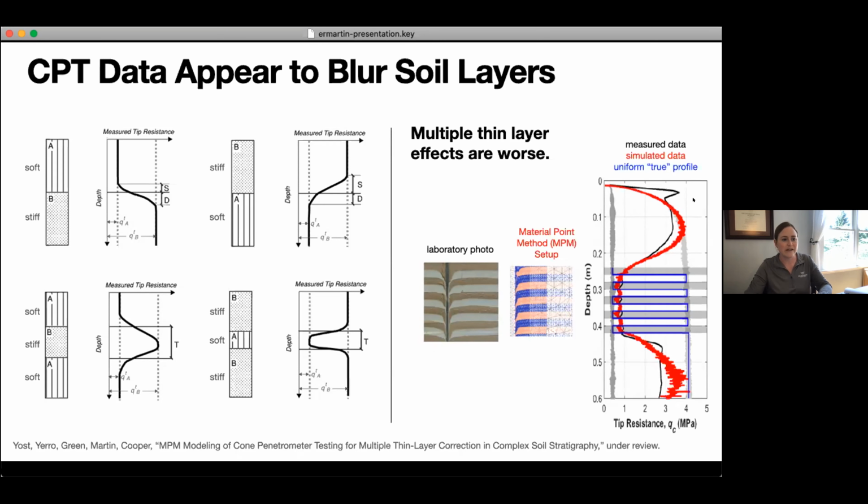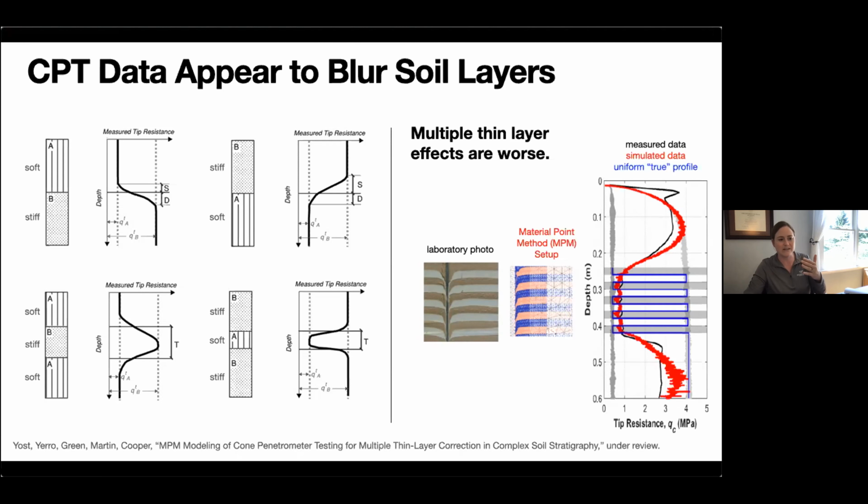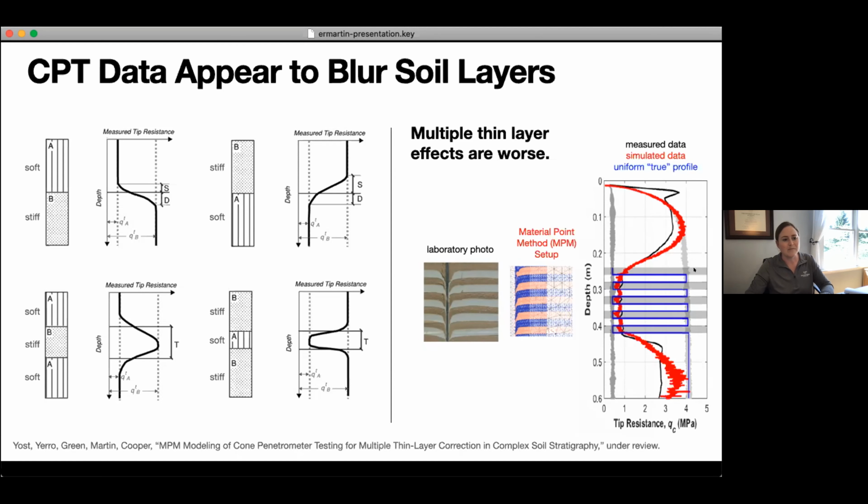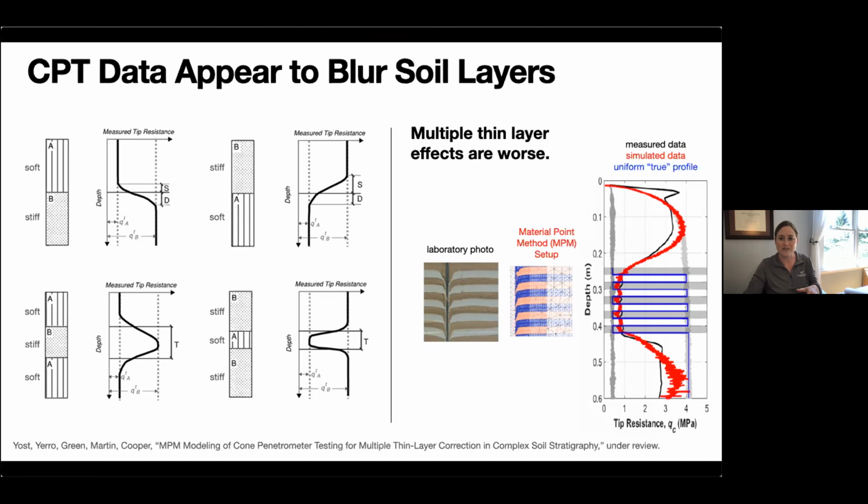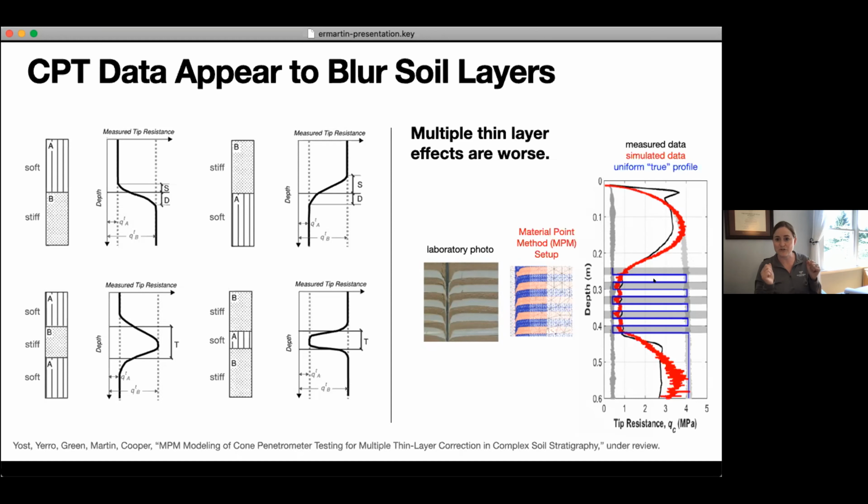Over here on the right, I've got a profile marked in white and gray where we've got two different soil layers, just a soft one and a stronger one. The stronger layer is marked in white, and the softer layer is marked in gray. If we were to do a uniform profile measurement for each of these, which we'll say is our true profile that we want to be able to recover, that's this blue line here. But our actual measured data from the laboratory is shown in black here.